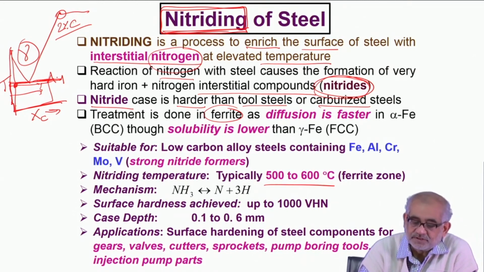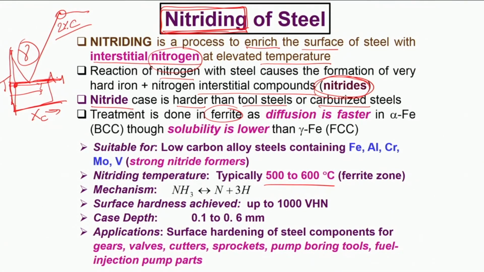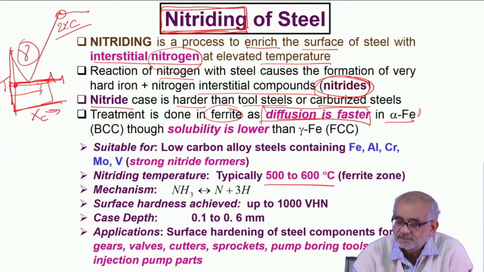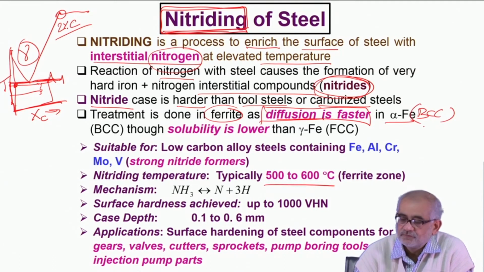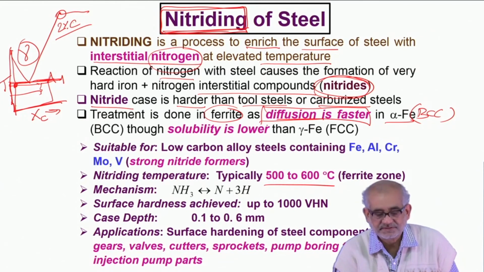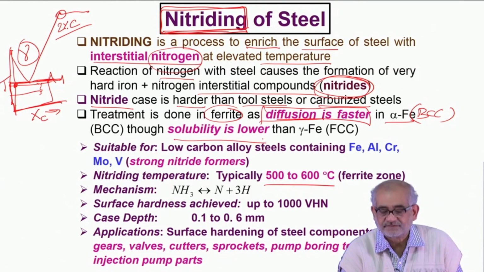This is primarily because the strengthening mechanism, as I said just a few minutes ago, is not based on formation of solute supersaturation, but it is based on formation of compounds, the nitrides. So solubility is not the criterion. What is even more important in this case is the ability to diffuse. Since diffusion is faster in the BCC iron, we would prefer to conduct all the treatments in the ferritic range, though the solubility is lower. We are aware of that.